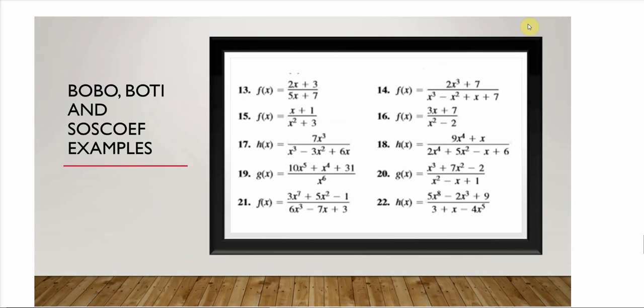So right here, the biggest power here is a 1. The biggest power here is a 1. So my answer, the limit here, or a horizontal asymptote, would be located at y equals 2/5. On this one, my biggest power on top is a 1, and on the bottom, the biggest power is a 2. It's bigger on the bottom. So y equals 0 is a horizontal asymptote. Let's go ahead and look at the next one. We have a 3 here and a 3 here. So I have a horizontal asymptote at y equals 7/1. Here I have a 5 and I have a 6. It's bigger on bottom, so y equals 0.